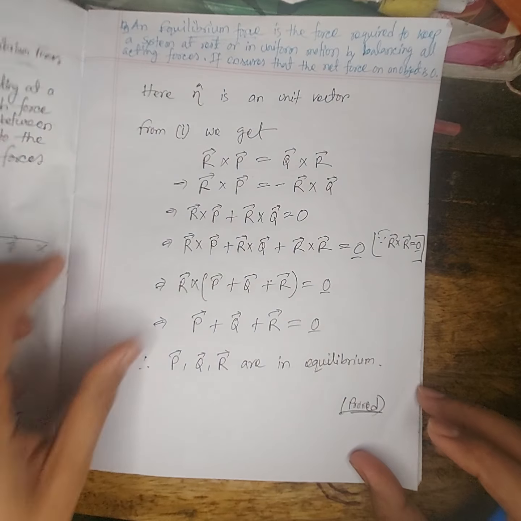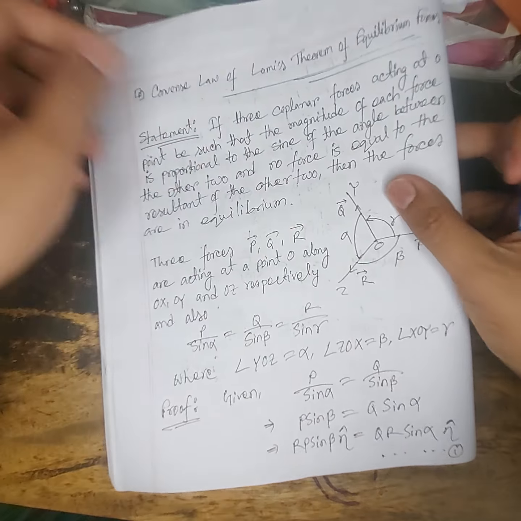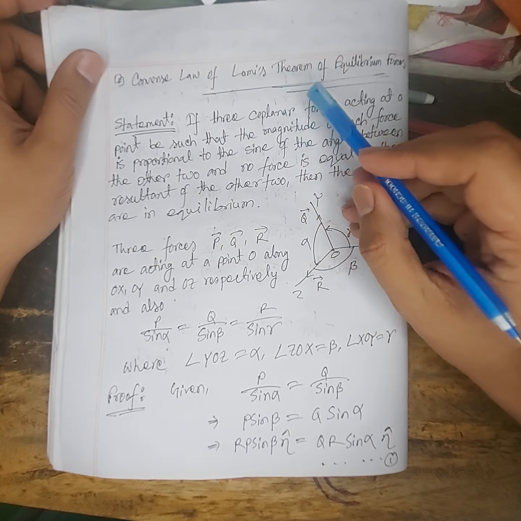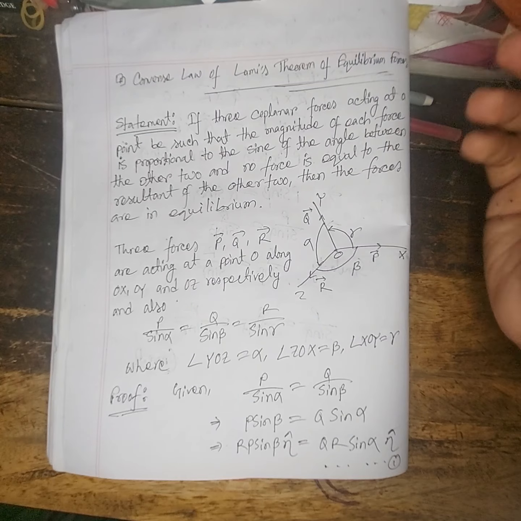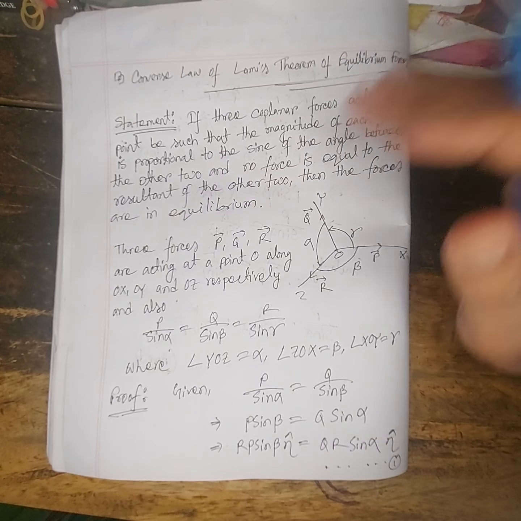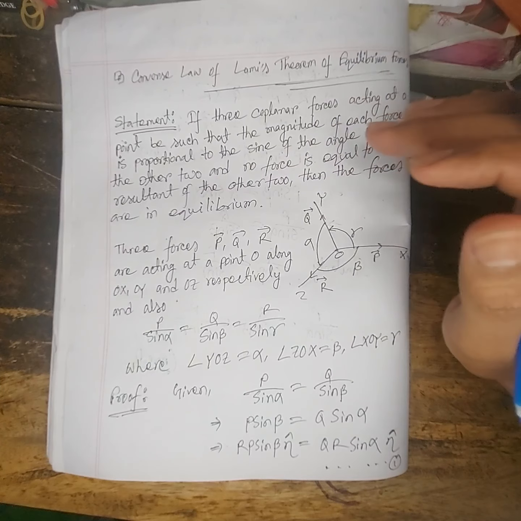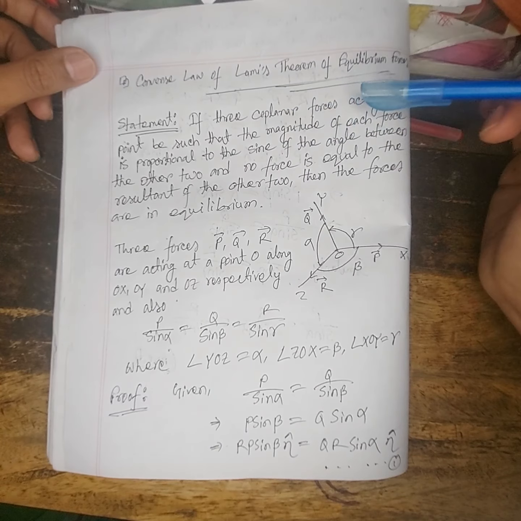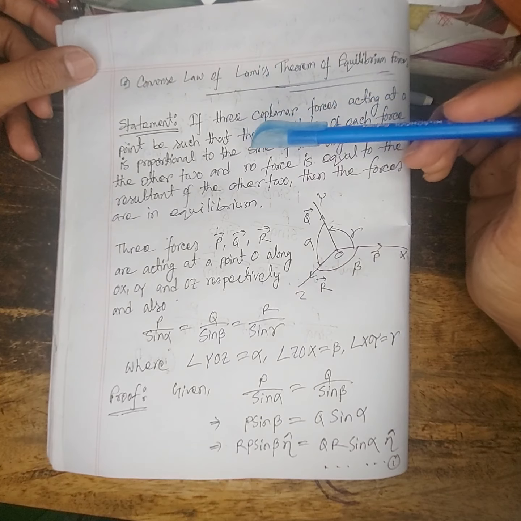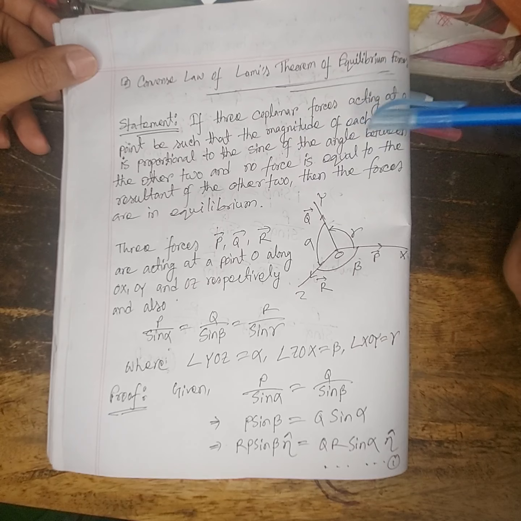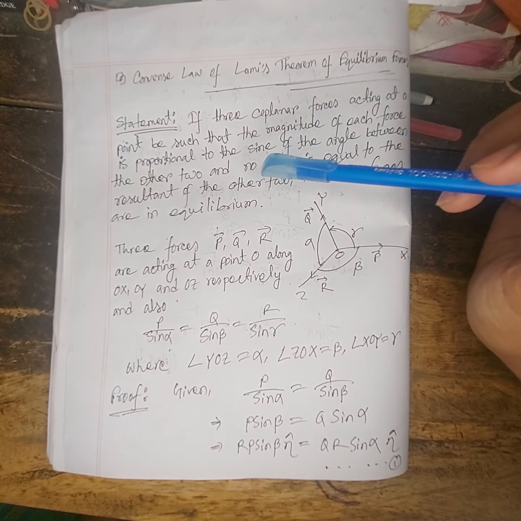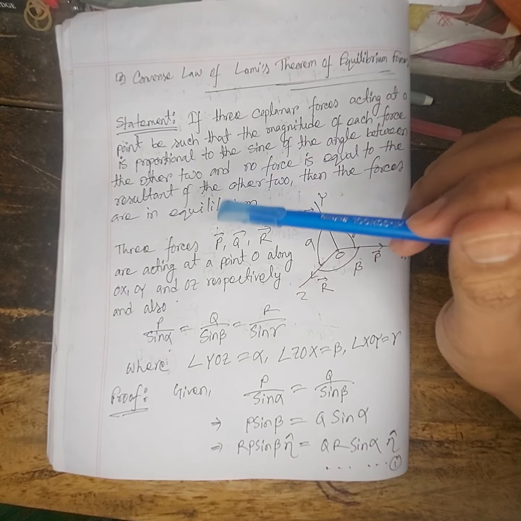Next, the converse of Lami's theorem. We have to prove the previous theorem in the reverse way. If three coplanar forces acting at a point are such that the magnitude of each force is proportional to the sine of the angle between the other two, and no force is equal to the resultant of the other two, then the forces are in equilibrium.